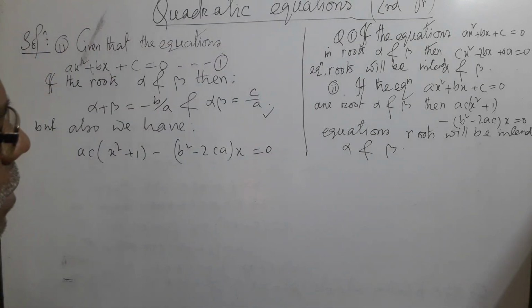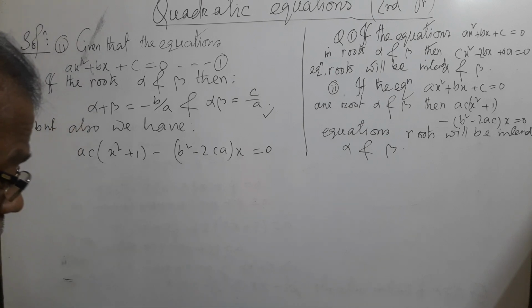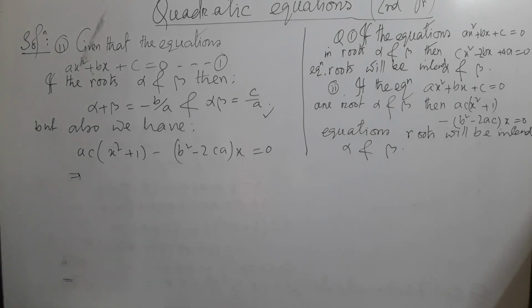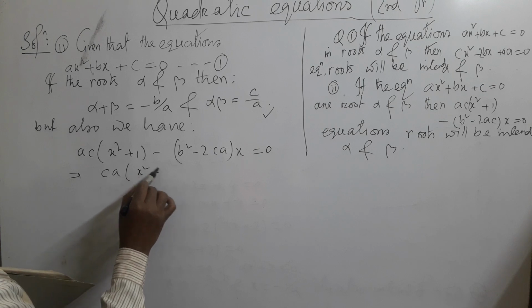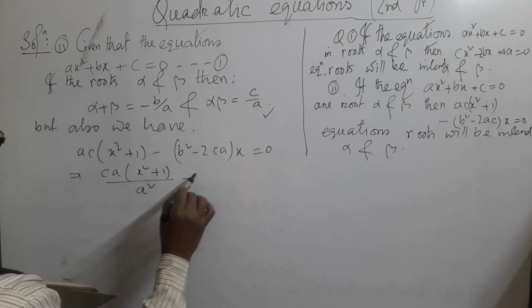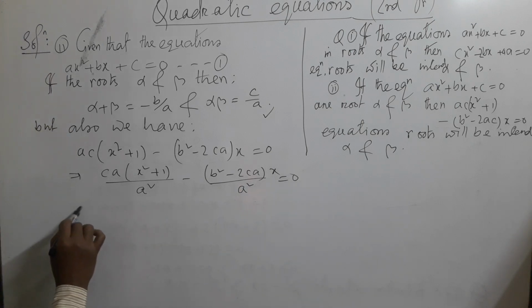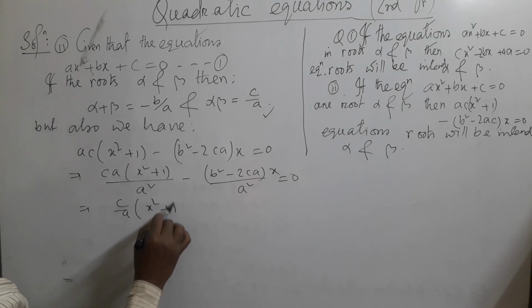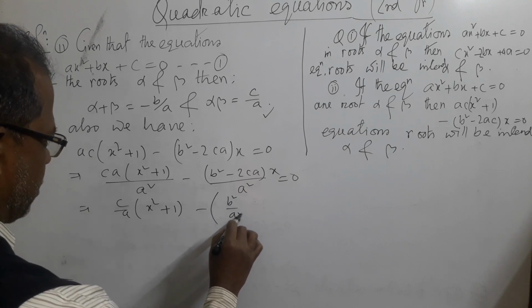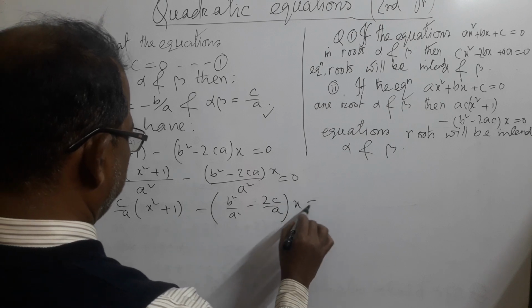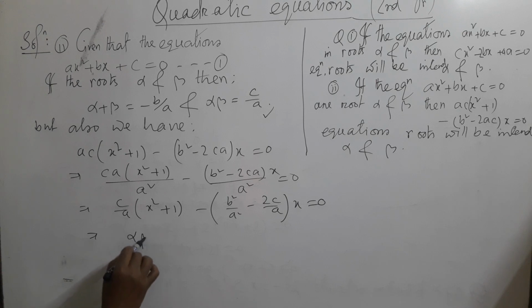Firstly, we express it in terms of alpha and beta. That implies ac x² plus 1 minus b² minus 2ca into x equals 0. Dividing by a², we get c by a into x² plus 1 minus b² by a² minus 2c by a into x equals 0.